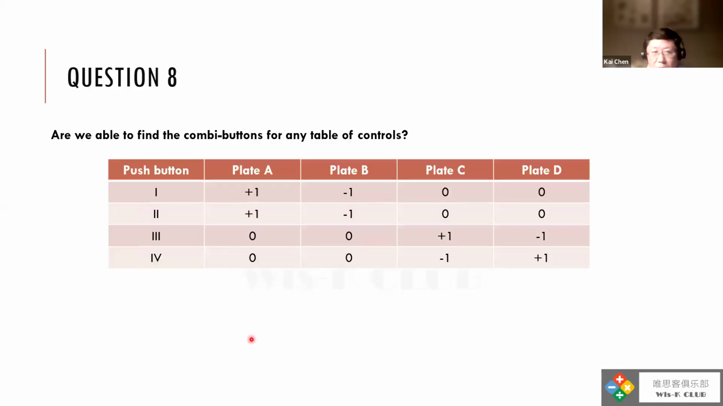Okay, number 8. If we have such a panel, you see it's different. It has different button settings. Are we able to find the combination of buttons for this table? It seems that for any settings we always find a solution, but is this true or not? Can we have a solution for this table, for instance?